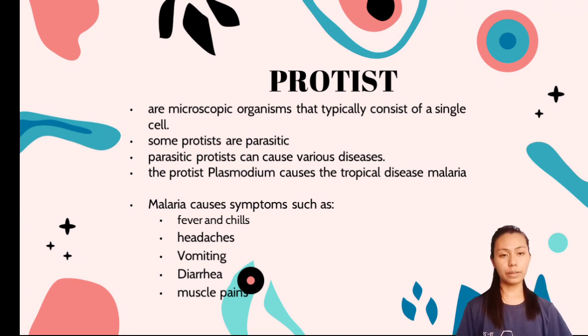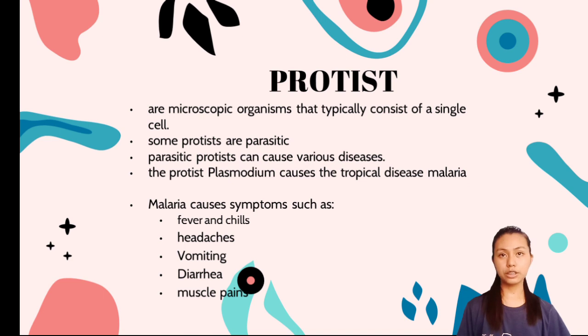The last pathogen is the protists. Protists are microscopic organisms that typically consist of a single cell. Some protists are parasitic, meaning they live on or inside another organism and use the organism's nutrients for their own survival. Parasitic protists can cause diseases.